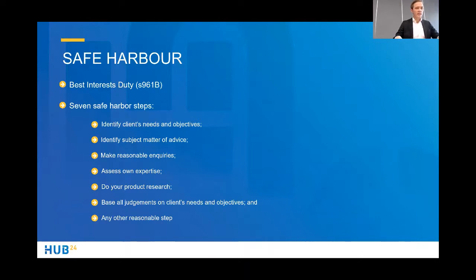But nevertheless, what we see and know is that ASIC's first port of call when it comes to assessing compliance with best interest duty is the 7 steps of safe harbour. That's their first port of call. And in ASIC report 562, they identified and clearly called out that the 2 areas of deficiency were the 5th and 6th points on that list, being doing adequate product research and basing all judgments on clients' needs and objectives. Now remember, the deficiencies here were primarily a lack of supporting documentation.